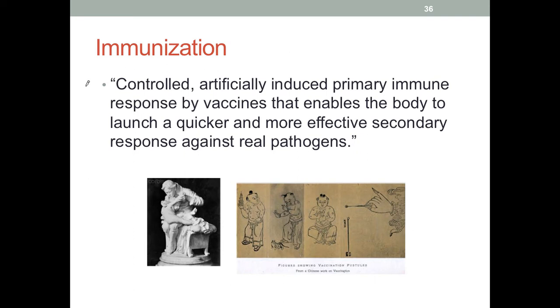This here is actually a quote from Dr. Wong based on his research and understanding of the mechanism behind immunization. Immunization is a controlled, artificially induced primary response by vaccines that enables the body to launch a quicker, more effective secondary response against real pathogens. So I think this sentence does a great job of encompassing how vaccines work. So let's go ahead and pick out some of the main parts here.